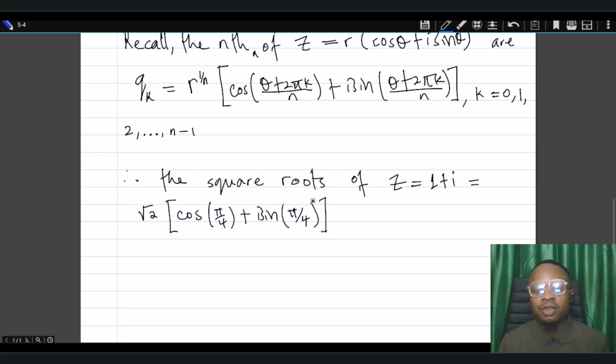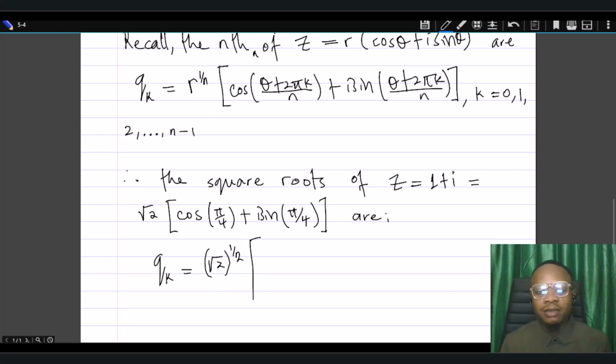Okay, so the square root of this will then be given by q sub k, which is equal to r to the power of 1 over n. That is root 2 to the power of 1 over 2, because now we're dealing with square roots, so our n is equal to 2. So we're just making the substitution here. In this case, our r is equal to root 2, so we're putting that here to the power of 1 over 2.